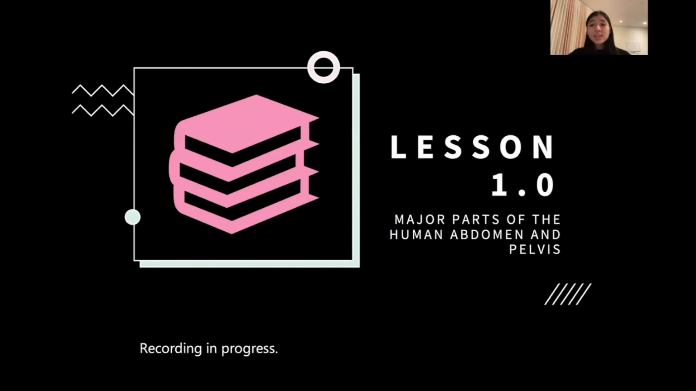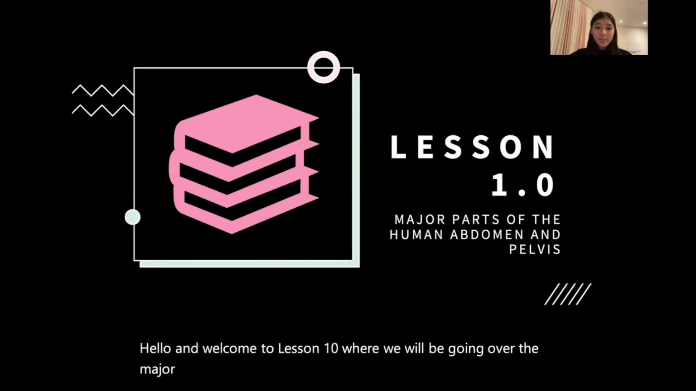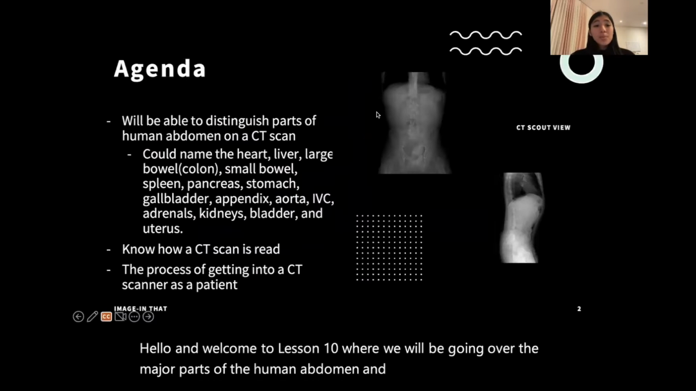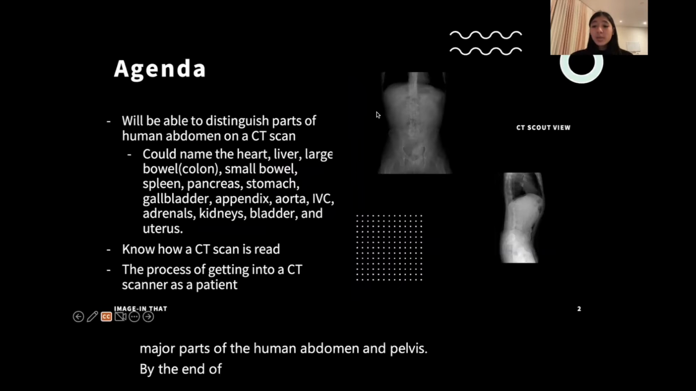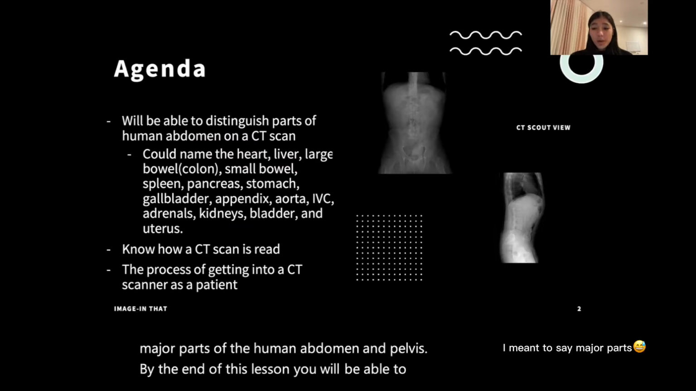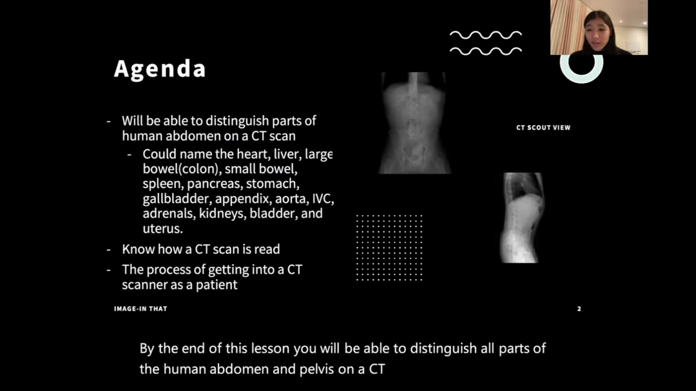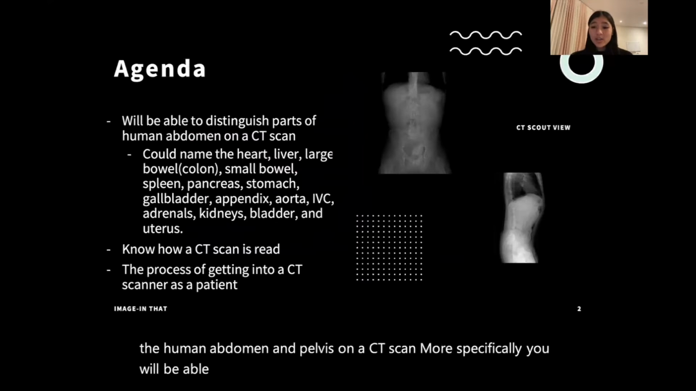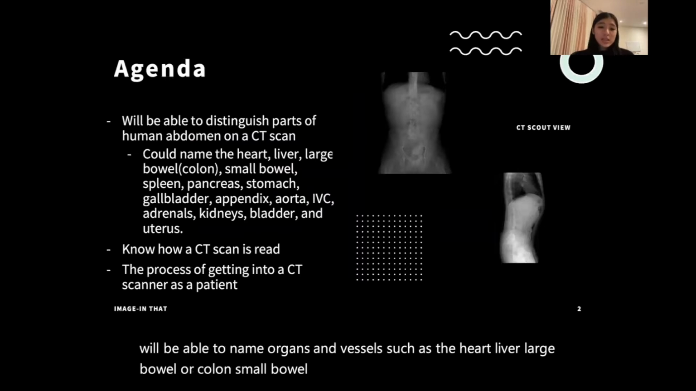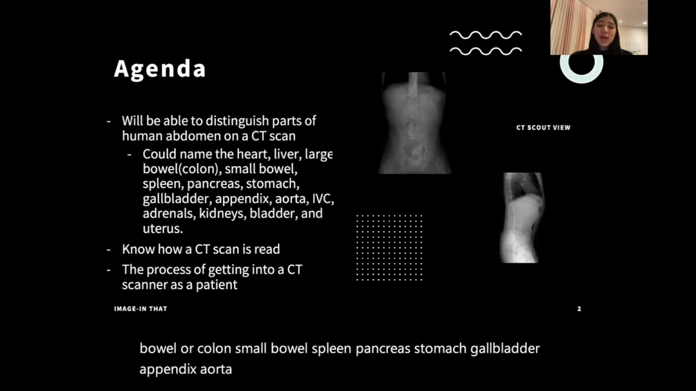Hello, and welcome to Lesson 1.0, where we will be going over the major parts of the human abdomen and pelvis. By the end of this lesson, you will be able to distinguish all parts of the human abdomen and pelvis on a CT scan. More specifically, you will be able to name organs and vessels such as the heart, liver, large bowel or colon, small bowel, spleen, pancreas, stomach, gallbladder, appendix, aorta, IVC, adrenals, kidneys, bladder, and uterus.